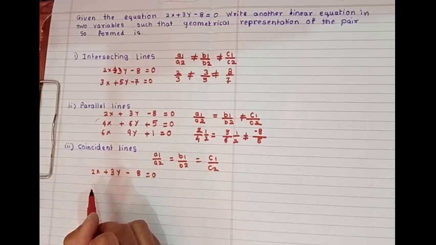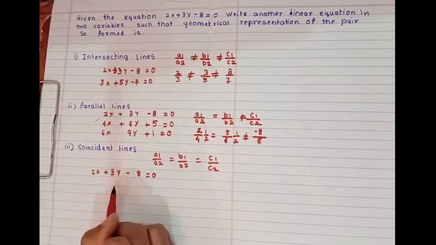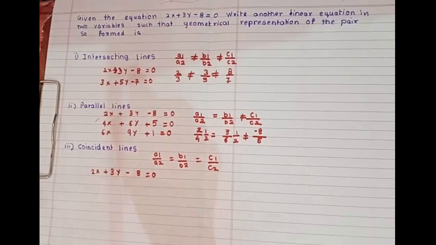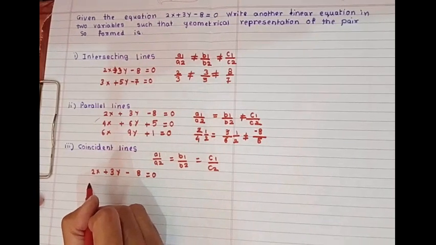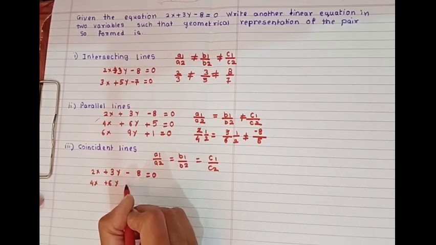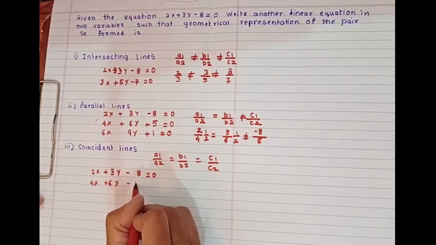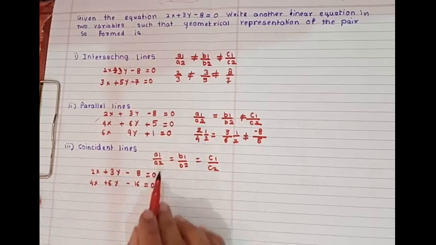Consider the equation as the same ratio, so I can just multiply the same number to all the three coefficients. So 2 2s are 4, 3 2s are 6, and 8 2s are 16, so minus 16. I will get the ratio same.